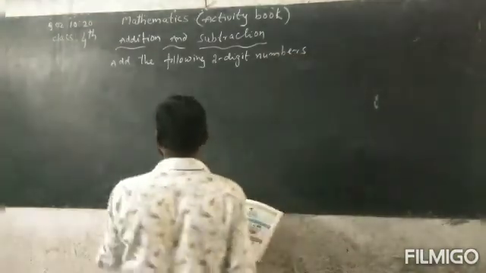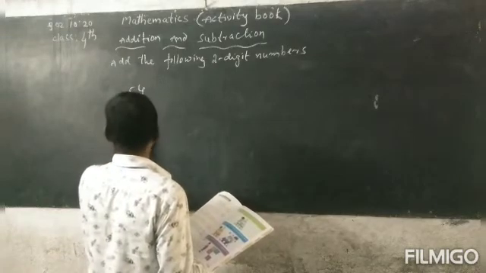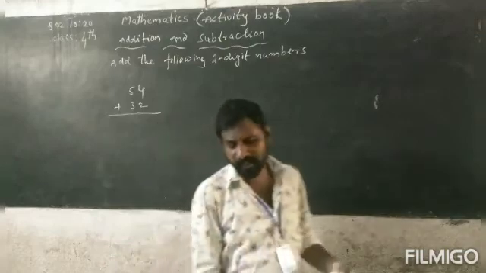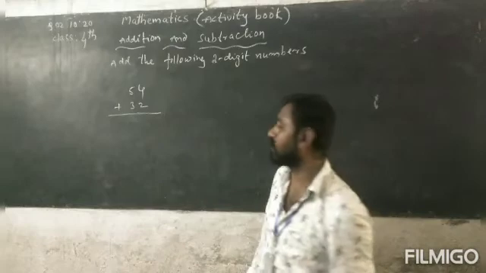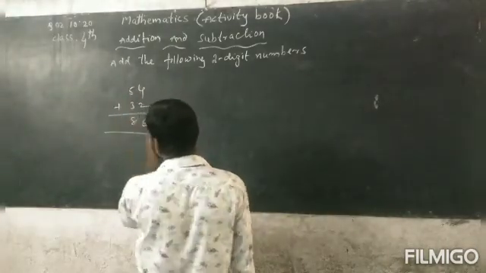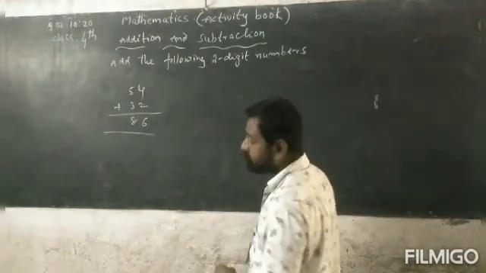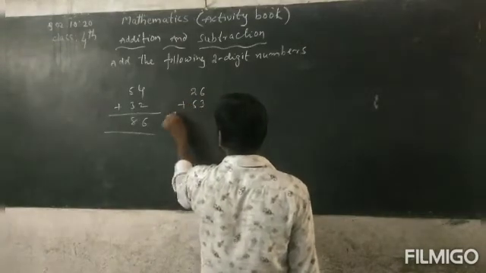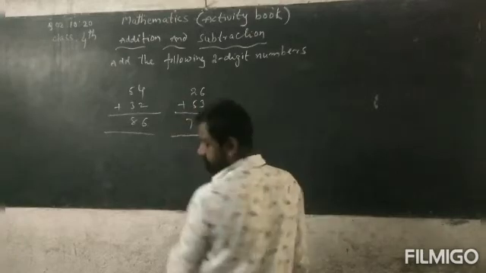See here, 54 plus 32. While we are doing addition problems, first we add the digits in ones place from right to left side. 4 plus 2, 6, 5 plus 3, 8. 86. 23 plus 50, 26 plus 53. Say 6 plus 3, 9, 2 plus 5, 7.